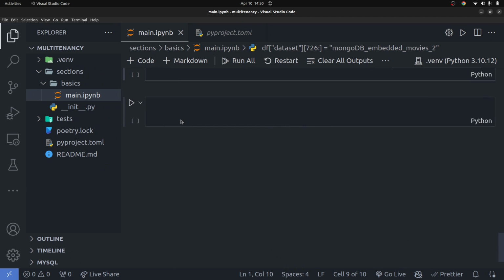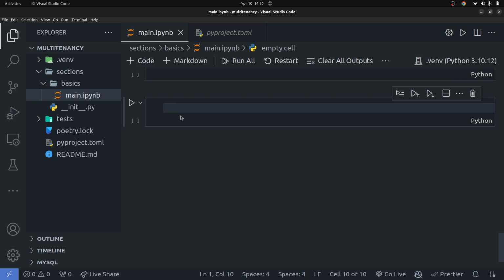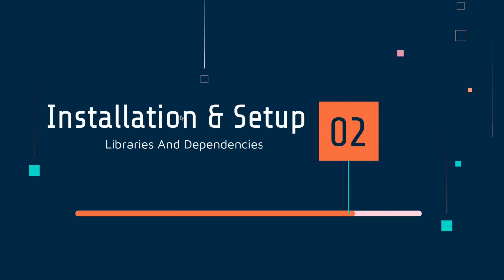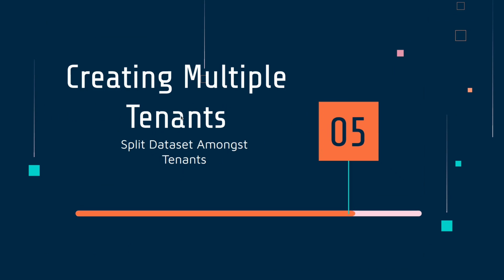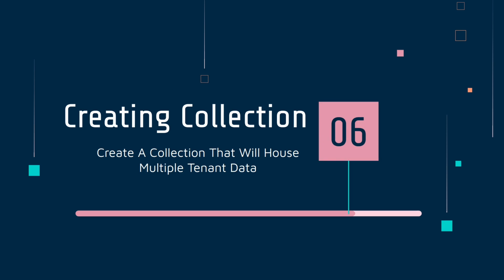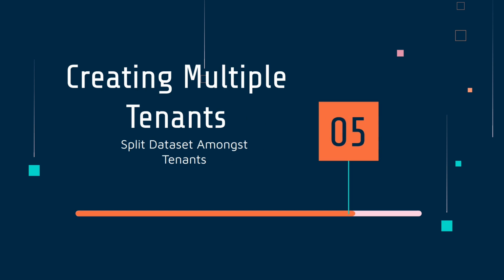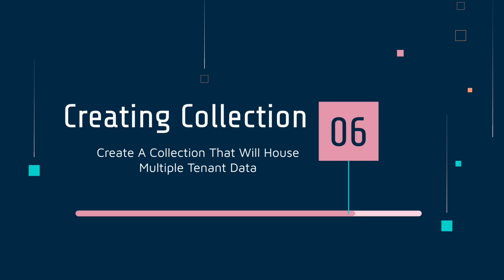Good. So once we have that in place, now I'm going to go ahead and see what next we can do. Let's go back and see what's next on the list. We have pre-processed our data. We have created multiple tenants, which is just splitting the data amongst tenants. Good. So now I'm going to look at how to create collections inside of our Qdrant vector store.